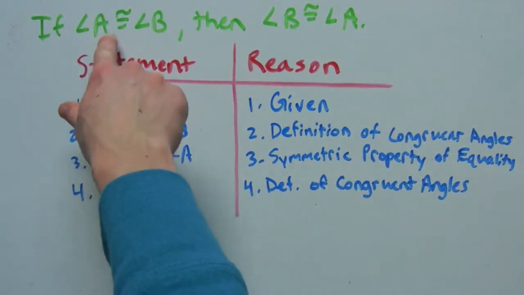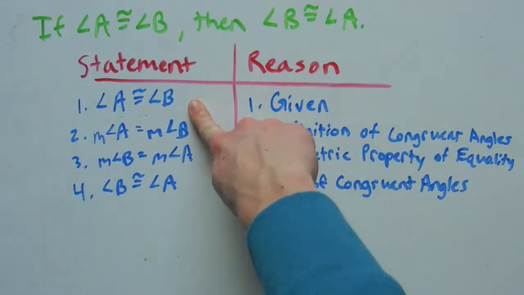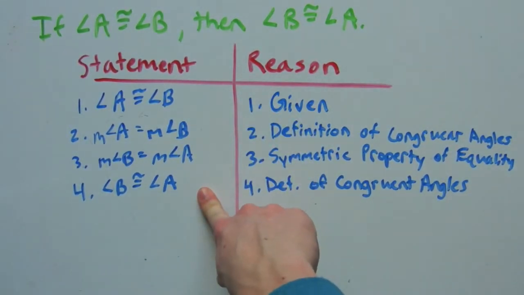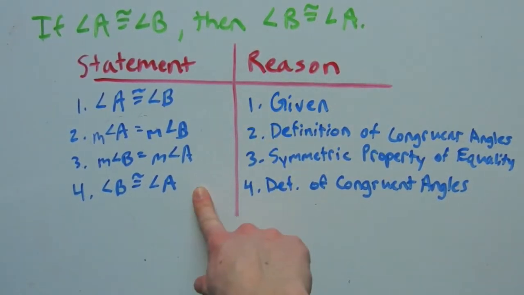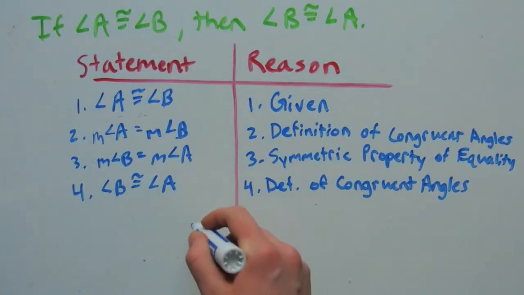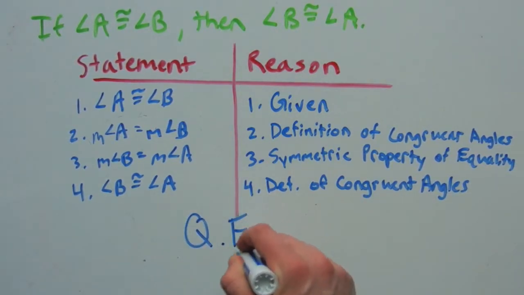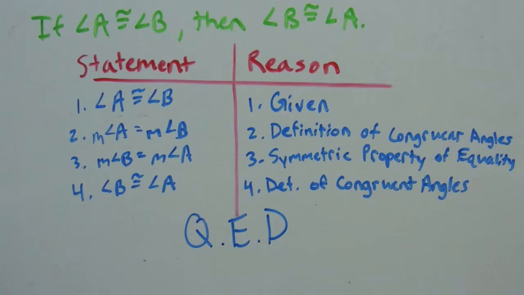Given that angle A was congruent to angle B, we came to the conclusion that angle B is congruent to angle A. So we proved the symmetric property dealing with congruent angles.